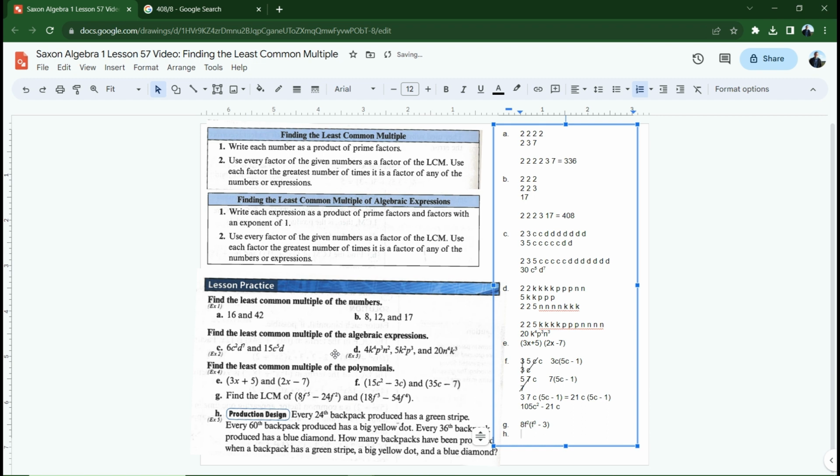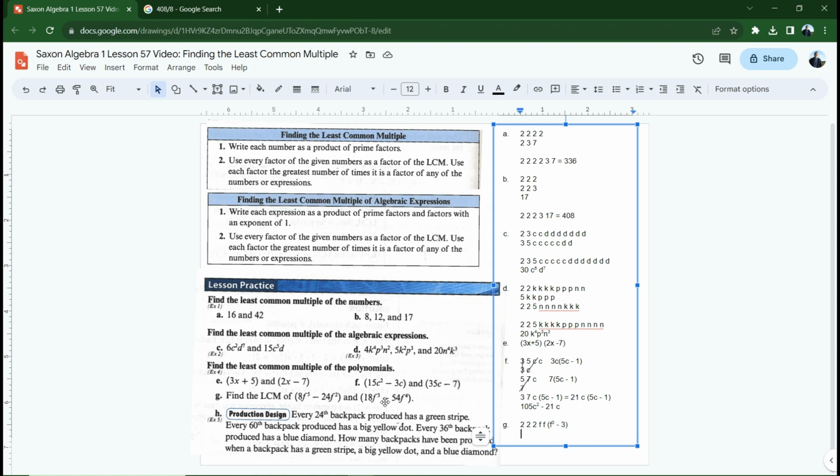Okay, the next term is going to, and oh, by the way, 8 is 2 times 2 times 2. I'm just going to write that out right away. And then I know that F squared is F times F, right? Let's do that with the second term.